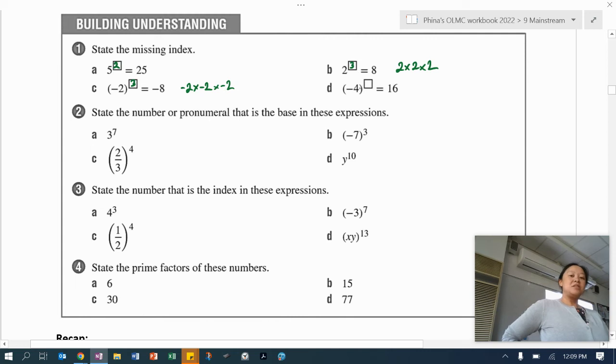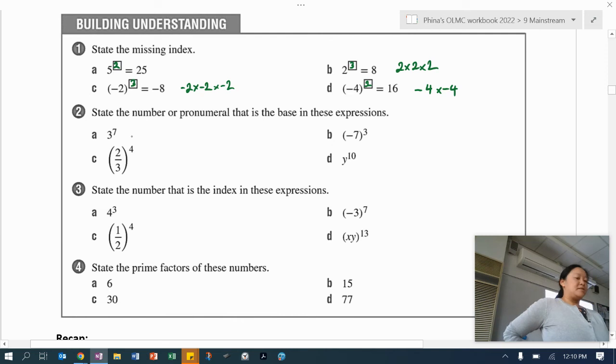Okay. Then this next one here, negative 4 to the power of what makes 16? Just 2. Yeah. So then it's negative 4 times negative 4. So negative times negative is positive, and then 4 times 4 is 16. So that's positive 16. Okay.